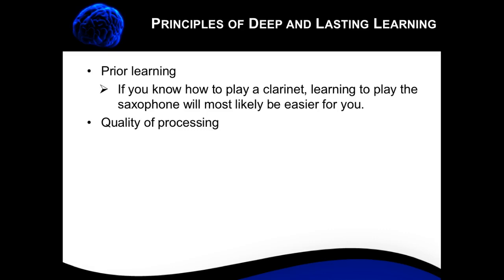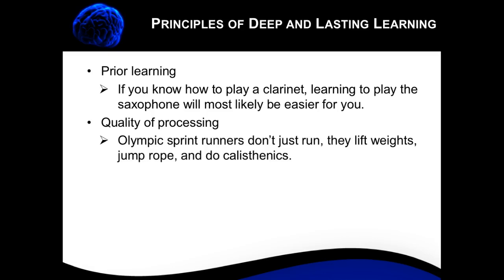The second principle of deep and lasting learning involves the quality of processing. In other words, as you learn, you'll need to use numerous and varied deep processing strategies. Think about Olympic sprint runners. If they want to succeed in their sport, they vary their training regimen. Runners do more than run. They lift weights, jump rope, and do calisthenics. Likewise, how you study also affects the strength of your neural networks and the quality of your learning.